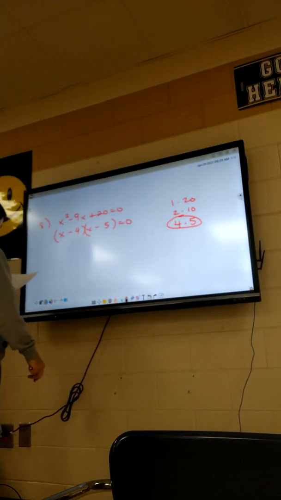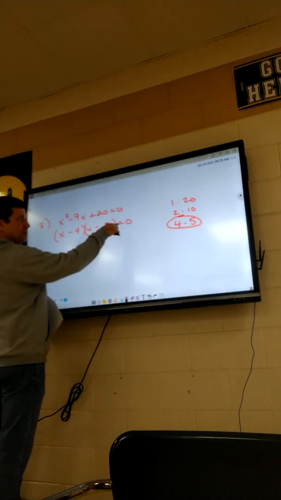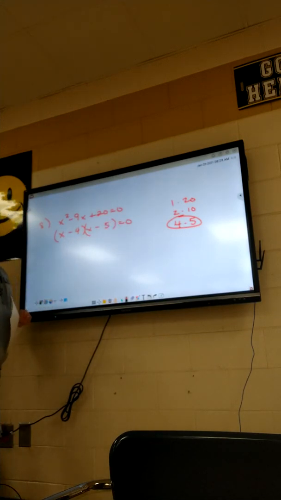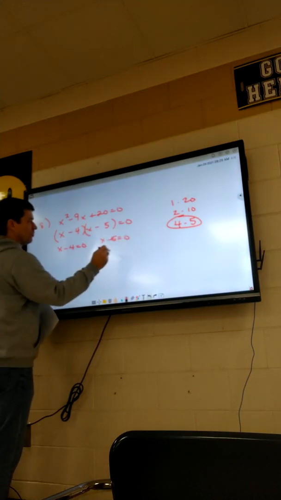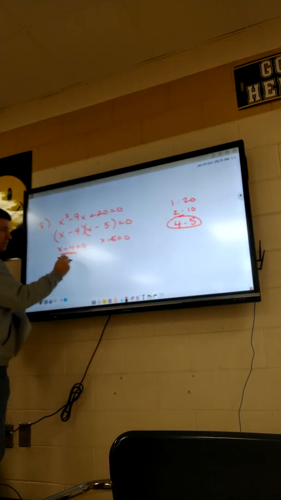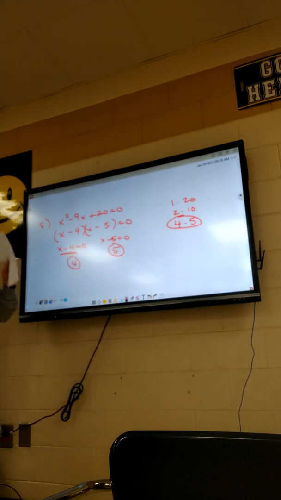Okay. Last week we factored them, right? But you guys remember the extra step you got to do when it's got to equal 0? You got to do this. x minus 4 equals 0, and x minus 5 equals 0. What's this answer going to be? Positive 4. How about this one? Positive 5. So all this stuff y'all should already know.